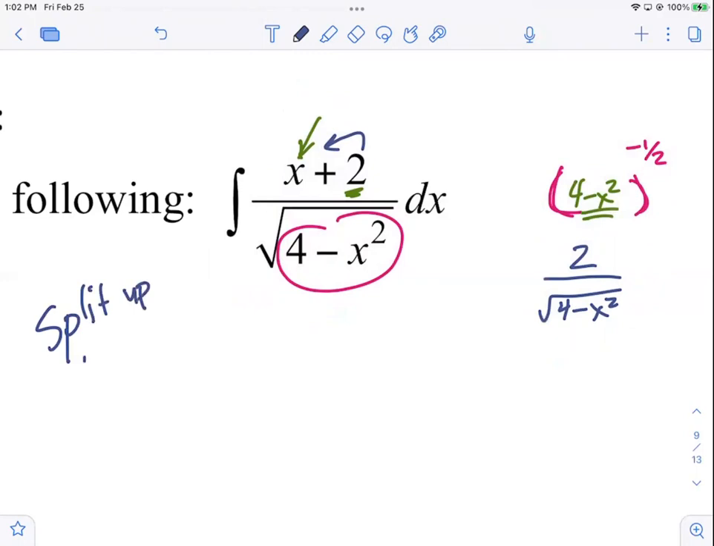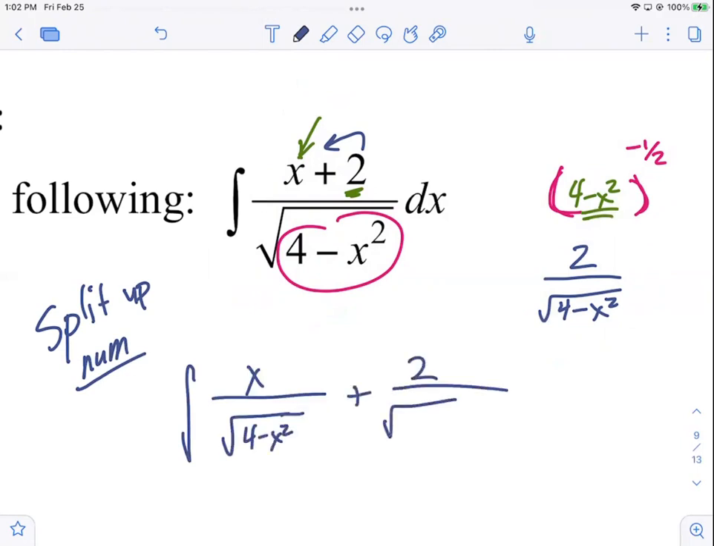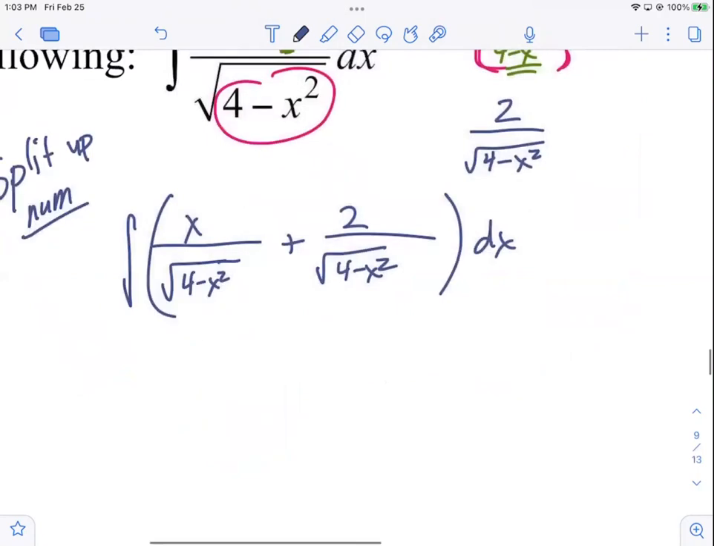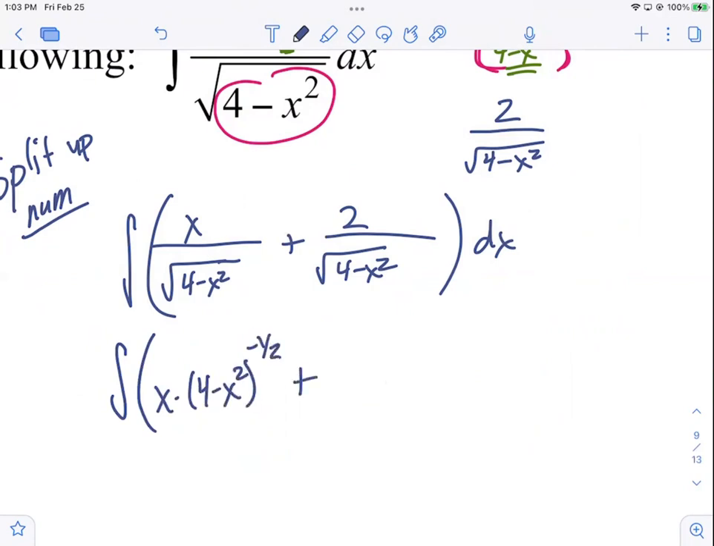We're going to split up the numerator. So we're going to get the integral of x over the square root of 4 minus x squared plus 2 over the square root of 4 minus x squared dx, and now parentheses. You don't have to give them each their own integral unless you want. They're going to both need their own dx. So now if we simplified that, I'm going to write the first one as x times 4 minus x squared to the negative 1/2, plus the second one I'm going to write as 1 times 1 over 4 minus x squared. That's a strategy. Split up your numerator.